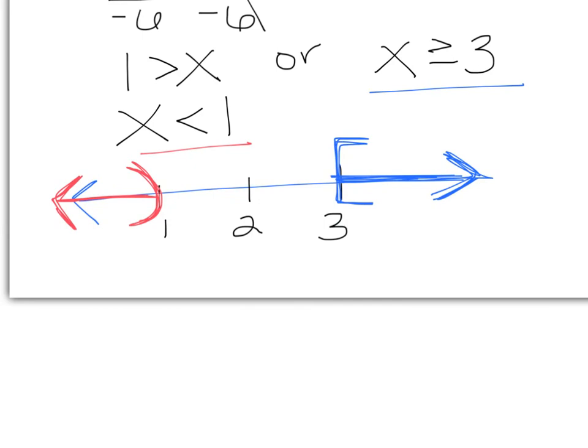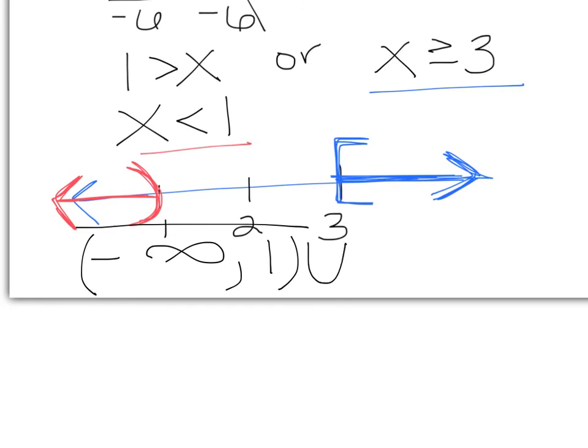So now I need to go ahead and write this in interval notation. Going on forever to the left is negative infinity to positive 1, which is a parenthesis on the graph. Union. U sitting in between the ors. It's a bracket on the graph. At the 3, going on forever to the right, is positive infinity.